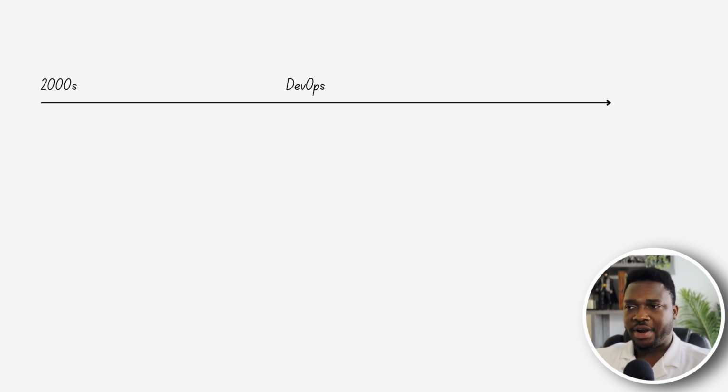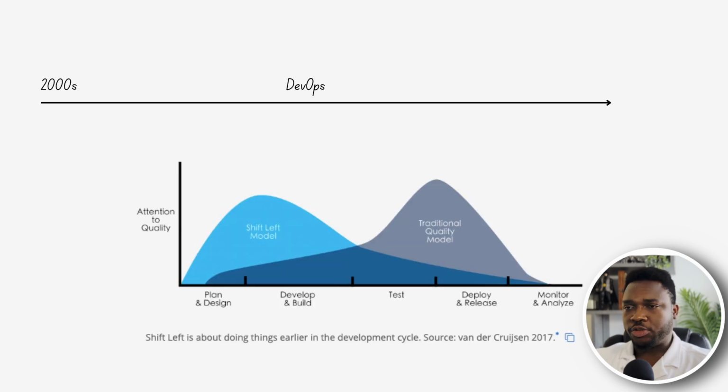A developer could write code, pass it to QA, then someone in testing would find something broken a week or a month later. The result is you have these long feedback loops, last minute panic, and very expensive delays. And to fix this, what they did was to move testing earlier in the process.